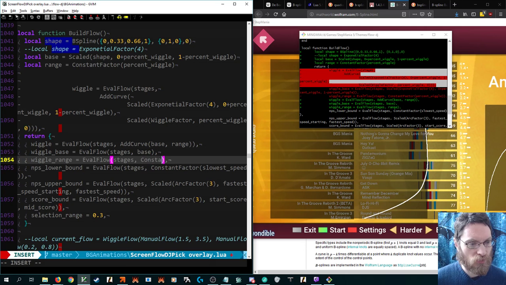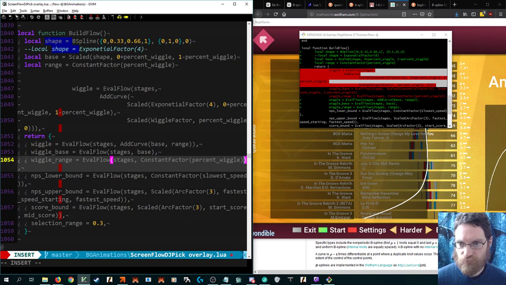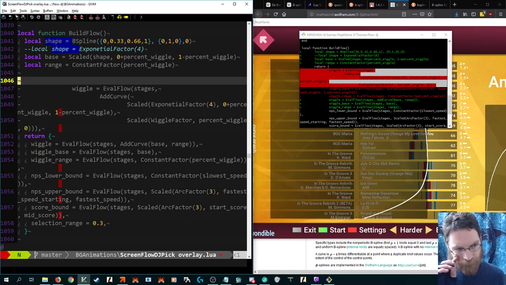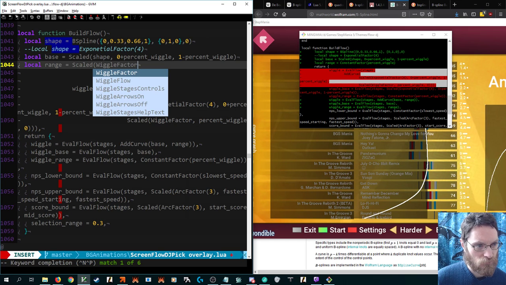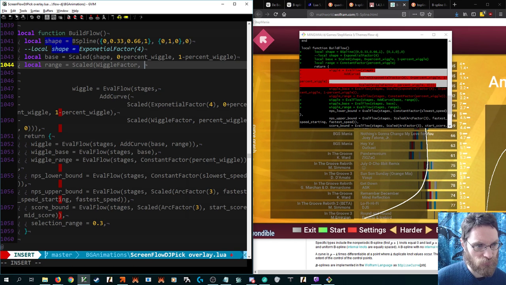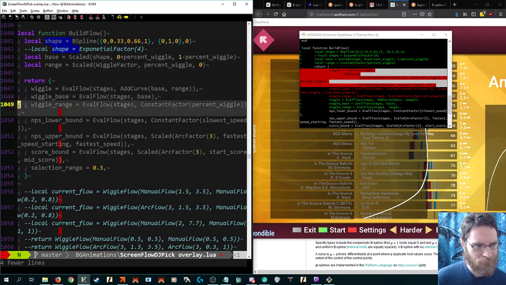So you are the constant factor percent wiggle. But this, and like wiggle factor is just the 0, 1. And I'm using scaled in a weird way. I probably shouldn't. So that makes this work. We just don't have this.